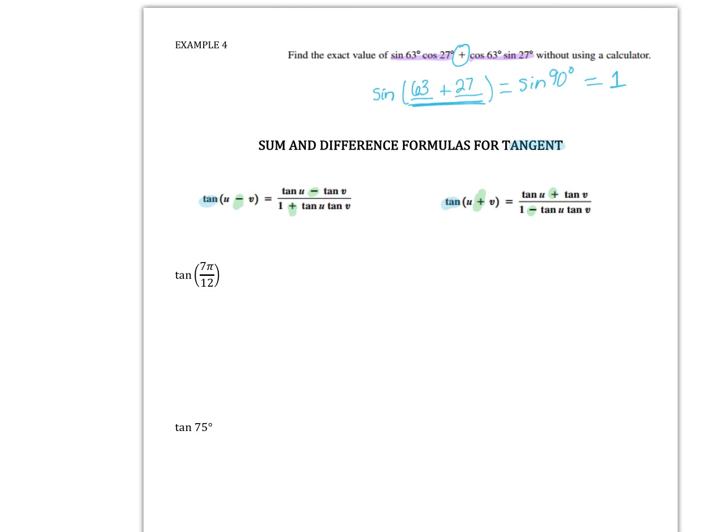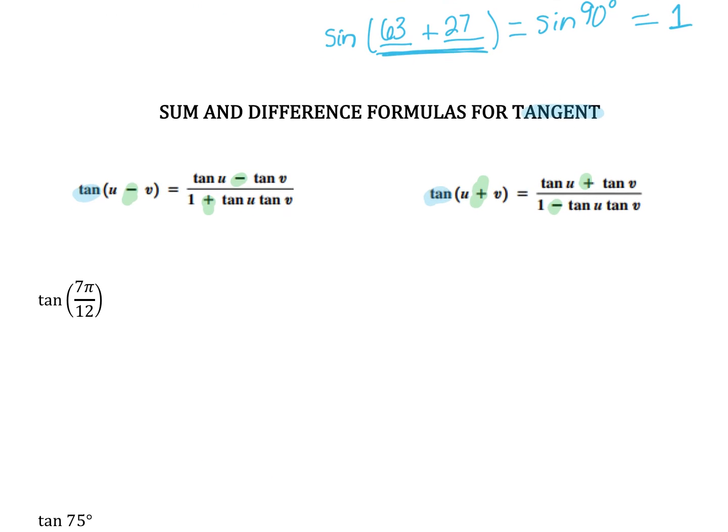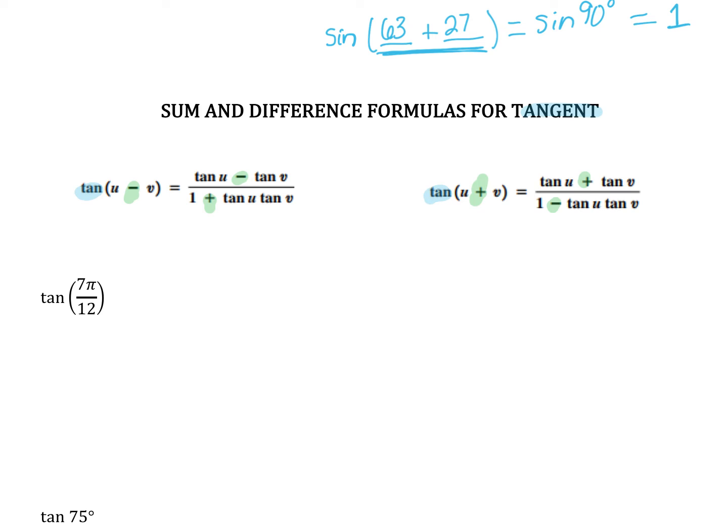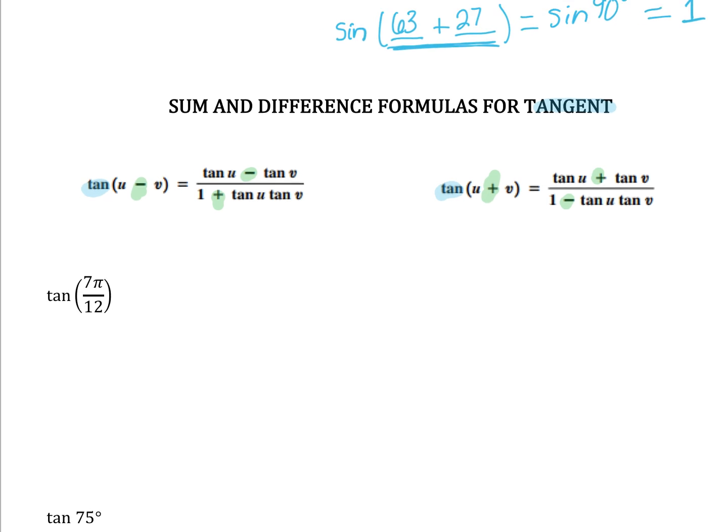Okay, the tangent formulas are a bit more involved if you notice. So in the numerator, we are adding or subtracting whatever the sign is inside the parentheses. It's going to be the same on the top. In the denominator, it's opposite sign, and if you notice, it's 1 plus or 1 minus, and then we're looking for that product. We're multiplying those together. So just a little bit about the formula before we actually plug in, okay?